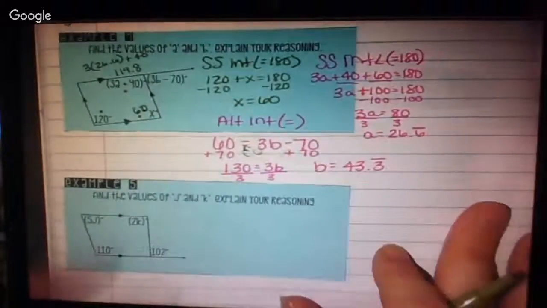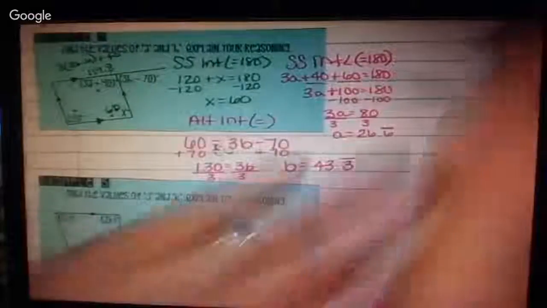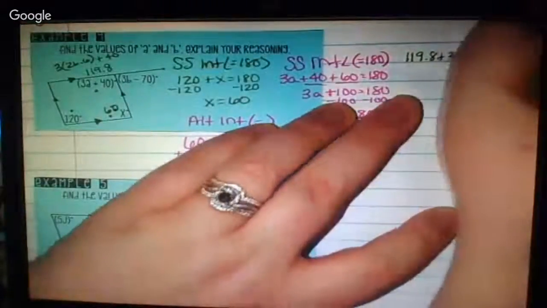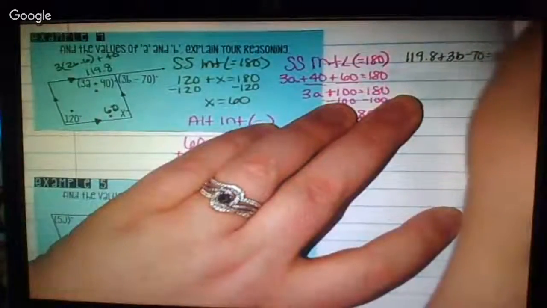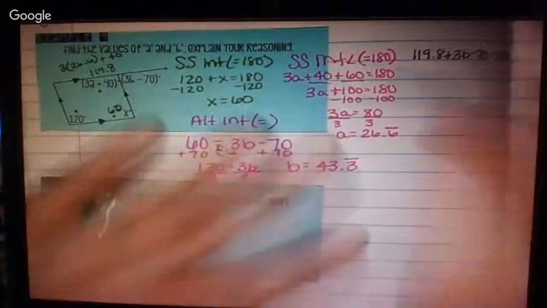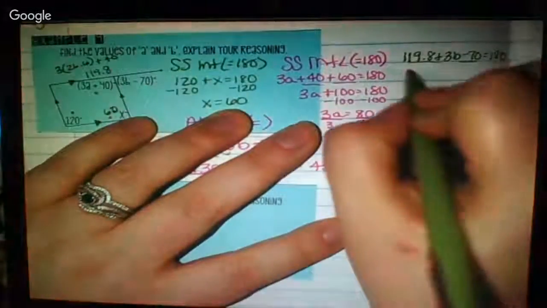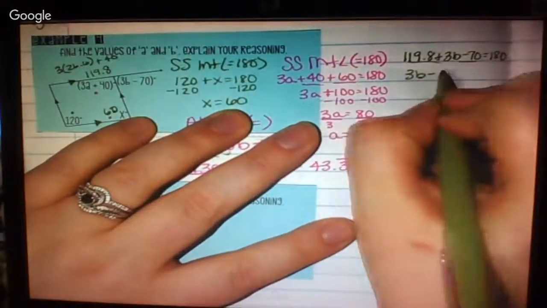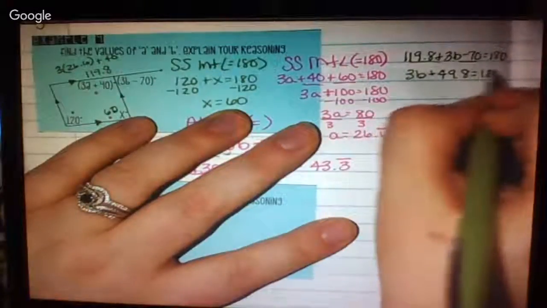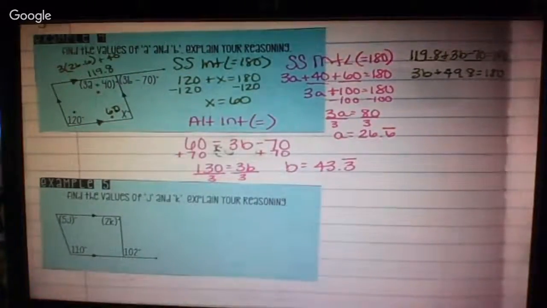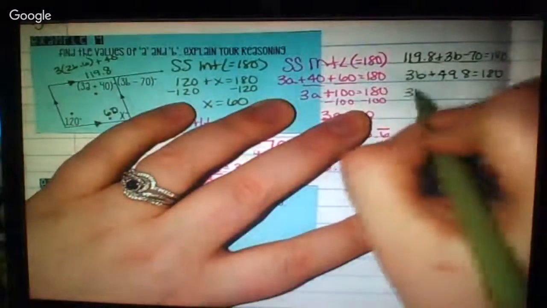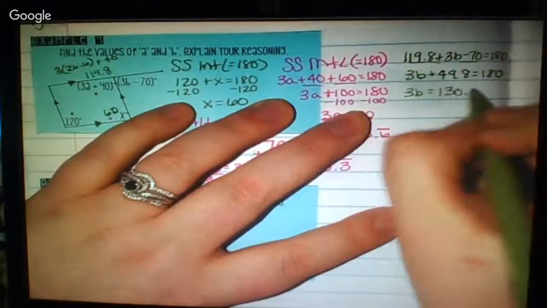So I could have done 119.8 plus 3b minus 70 equals 180. I could have then combined my like terms and got 3b plus 49.8 equals 180. And got 3b equals 130.2.